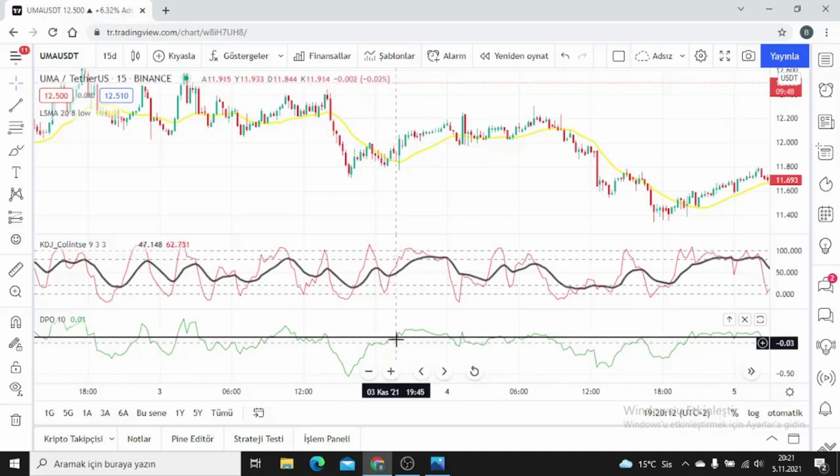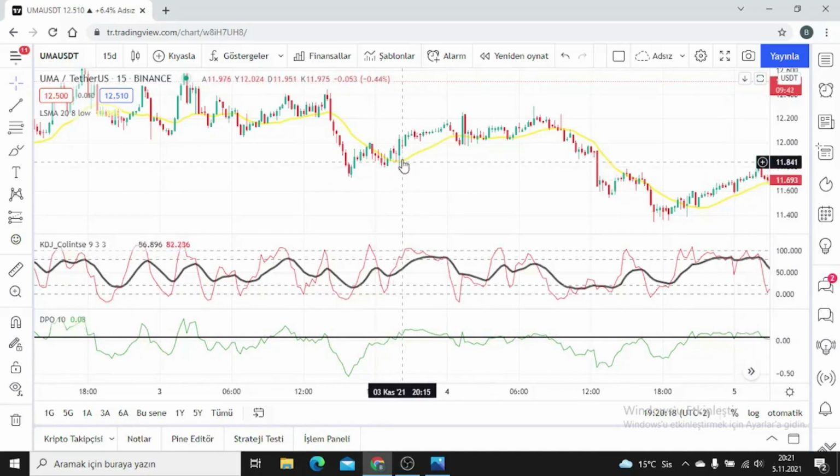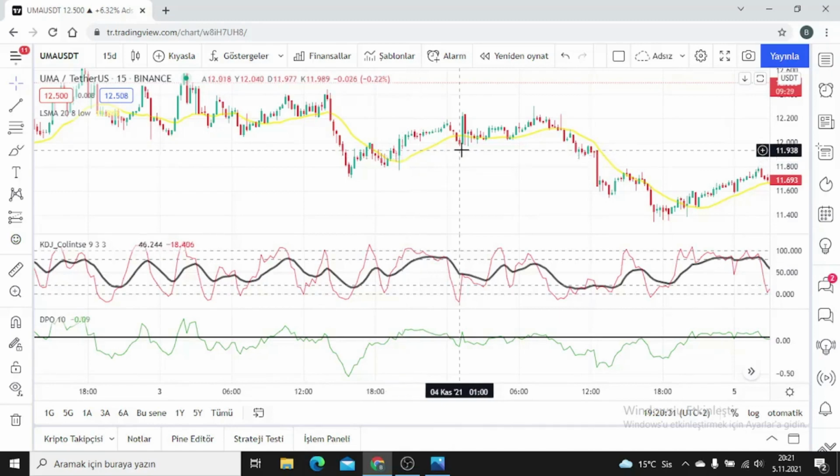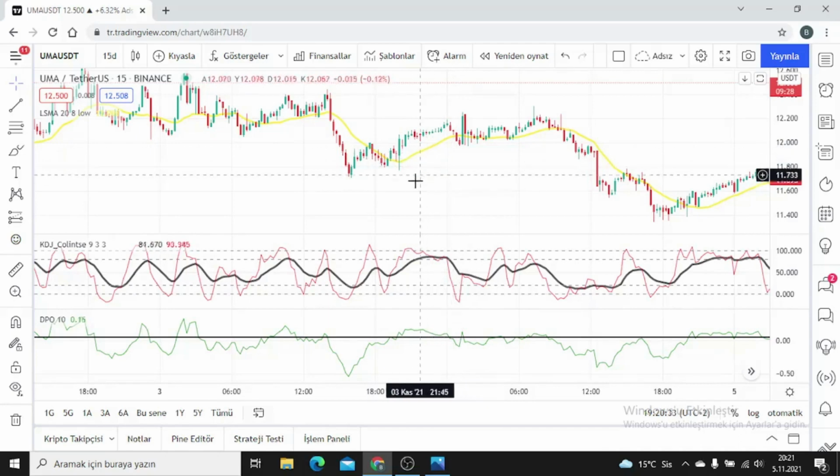Now I'm giving an example. You bought here with a buy condition and the price closed above. By following KDJ in this way, friends, KDJ gives a sell signal here, and you can sell here. Already here, the price goes above the trend oscillator. You get approval in all three places from now on, friends.